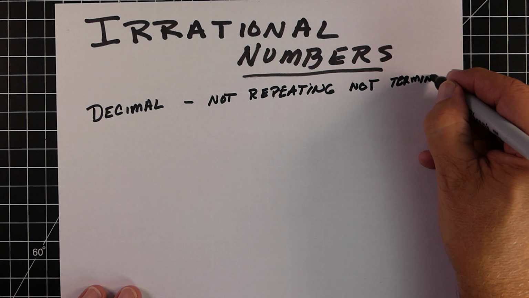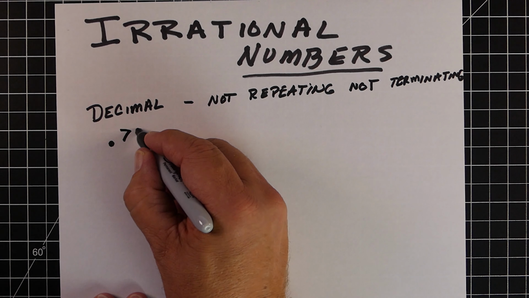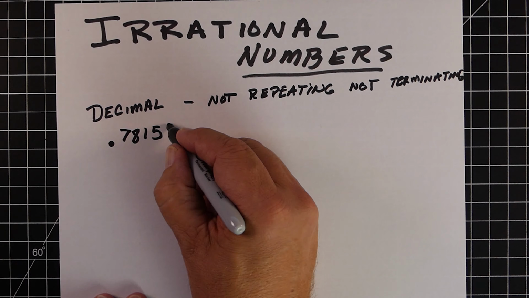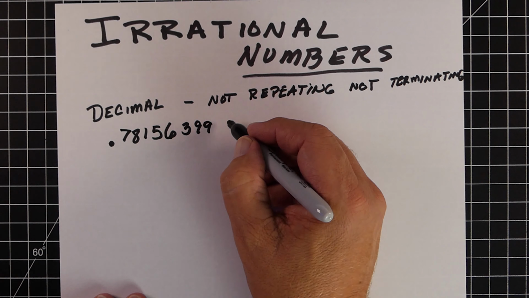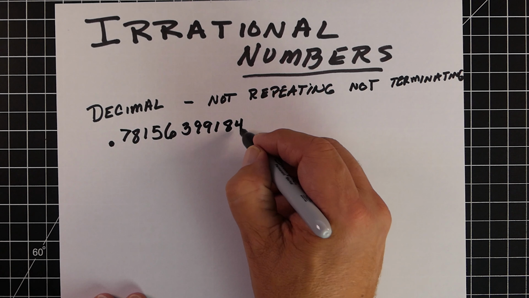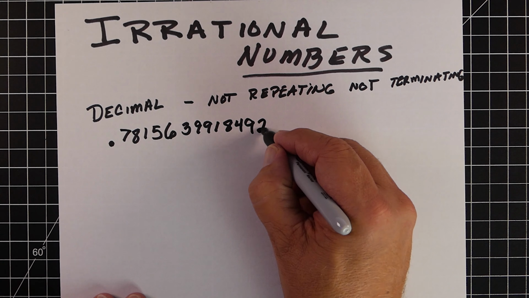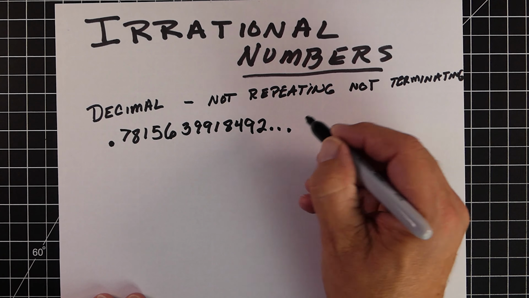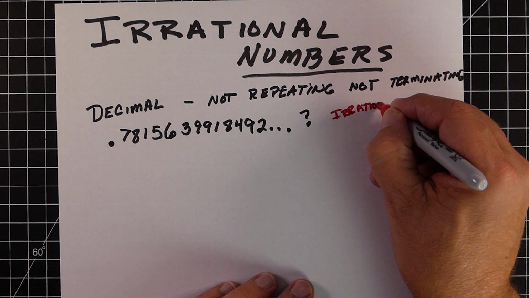That would be irrational. So for example, on this problem, let's say we have the decimal 0.78156, and so on. When you're looking at these numbers, there's no pattern. We don't know what the next number is. After 4, what could it be? If it's 9, what would be next? It's a 2. We have no idea. Because there's no repeating pattern, it's going to be an irrational number.